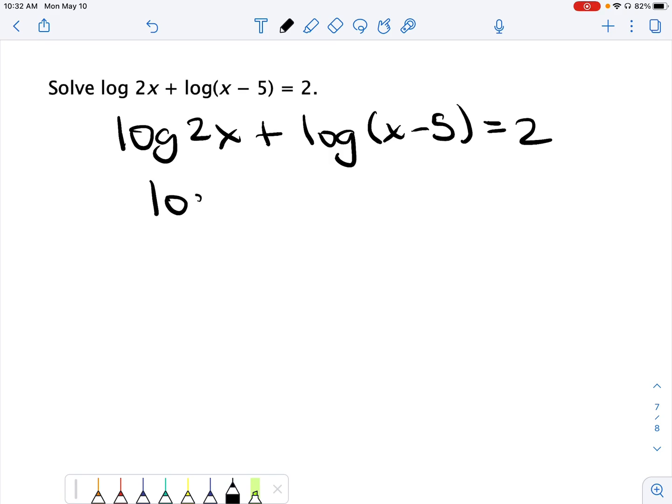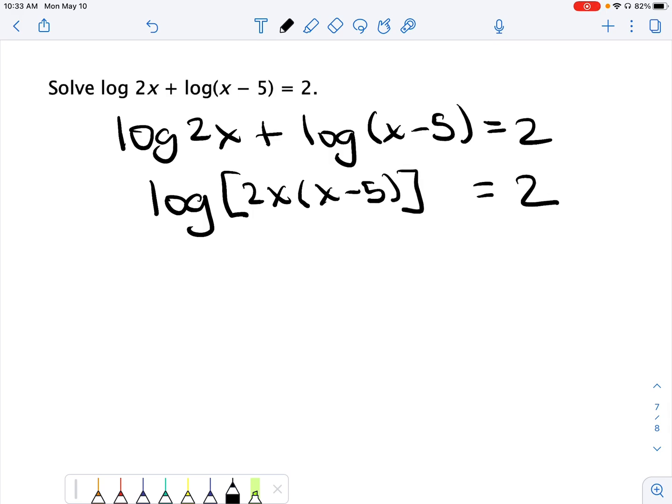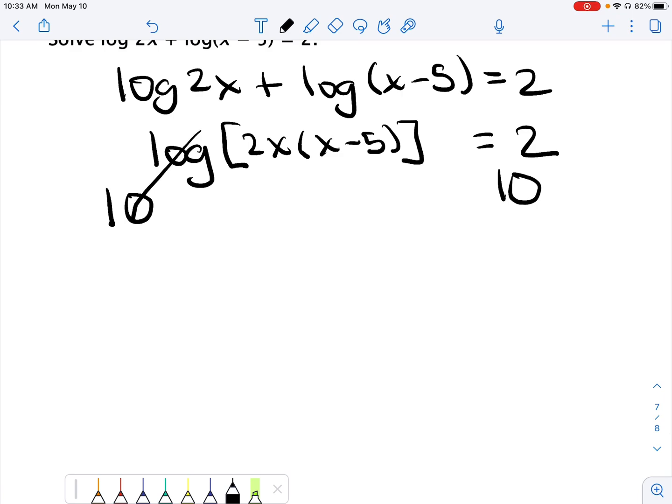So it's going to be log base 10, and now this is multiplication. It's going to be 2x times x minus 5. Okay, so remember, addition to multiplication, we have to condense it. Now what we're going to do, since it's common log base 10, we're going to exponentiate both sides. We're going to bring them both up, right? And the base is now going to be 10. Now when you do that, this cancels out, and it's going to be 2x times x minus 5 is going to equal 10 squared.